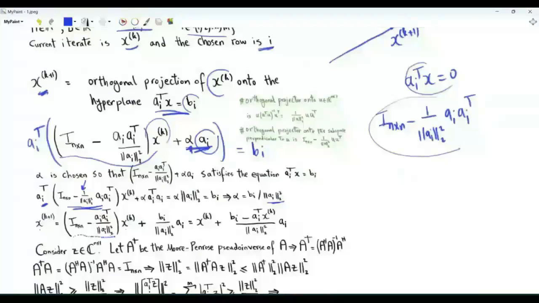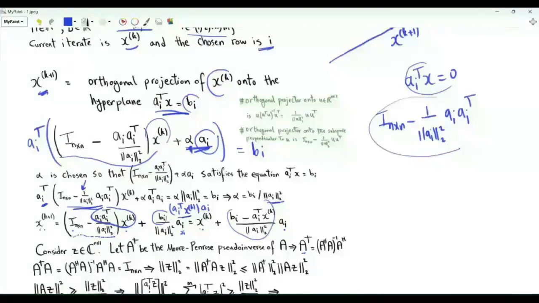Xk plus 1 is this matrix times xk plus bi over the L2 norm squared of Ai times the vector Ai. Identity times xk is xk. We can rewrite this part as the scalar Ai transpose times xk multiplied by the vector Ai. So xk plus 1 is xk plus this scalar times Ai. The scalar is bi minus this inner product, Ai transpose xk, divided by the L2 norm squared of vector Ai. This is the update equation in the randomized Kaczmarz method.